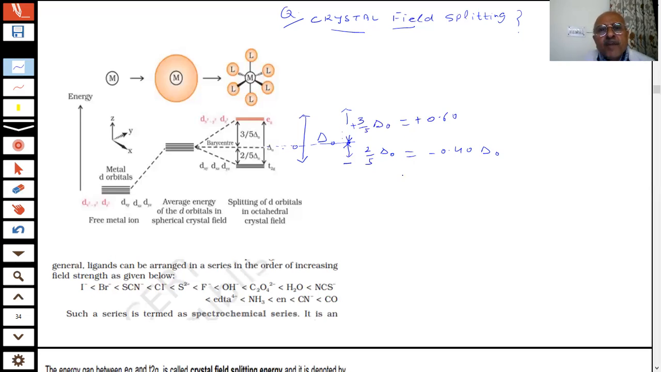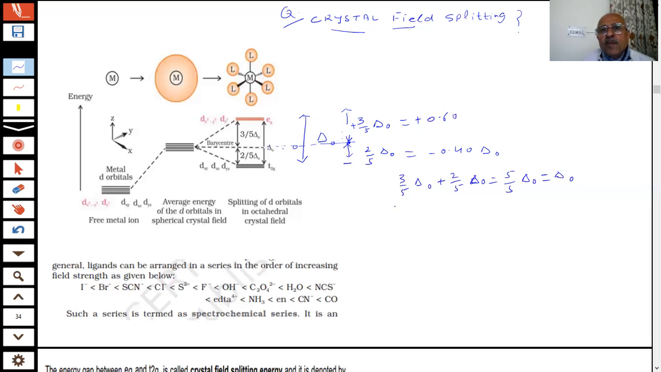The result of this, student, what is it? 3/5 delta 0 plus 2/5 delta 0. Total, what is this value? Delta 0. 5/5 delta 0. That is what we are saying, crystal field splitting energy. This is our crystal field splitting energy, delta 0. Total value is delta 0, students, and this value is the center where this splitting has taken place.